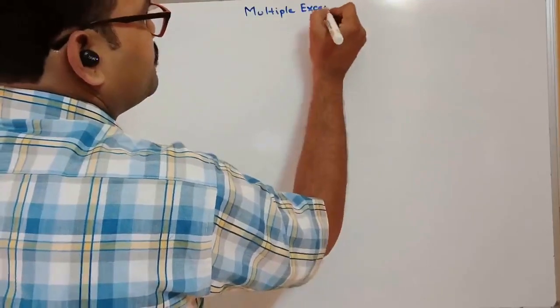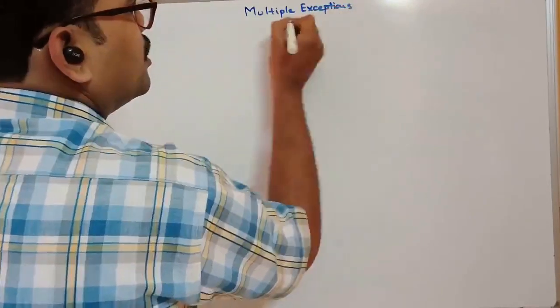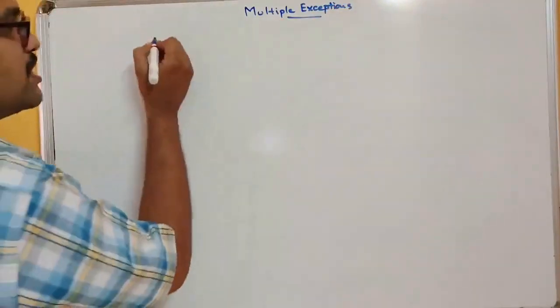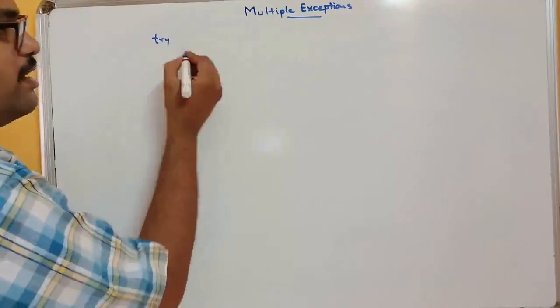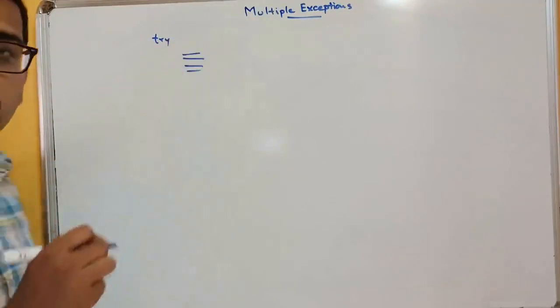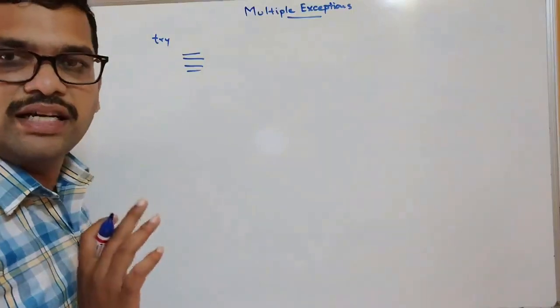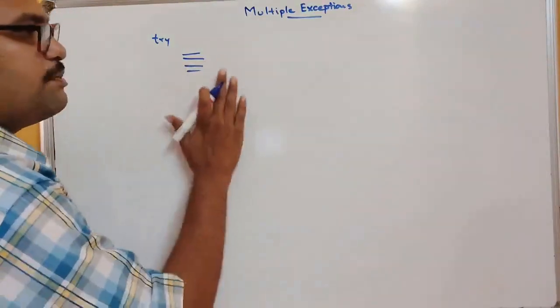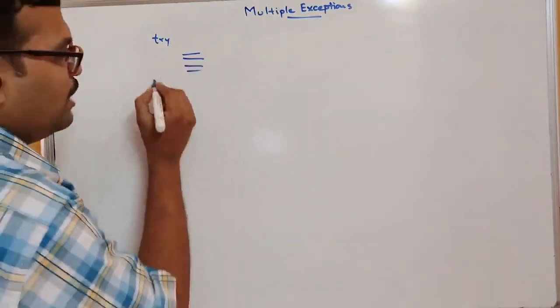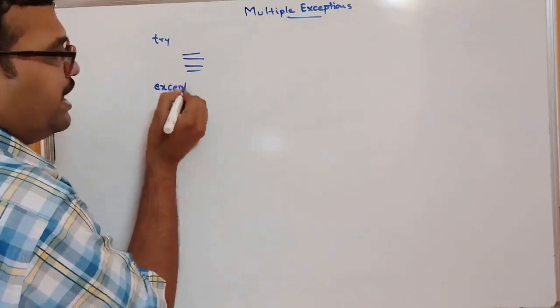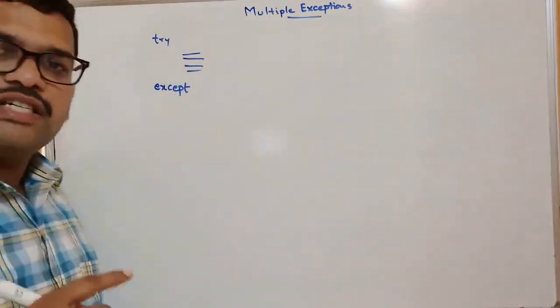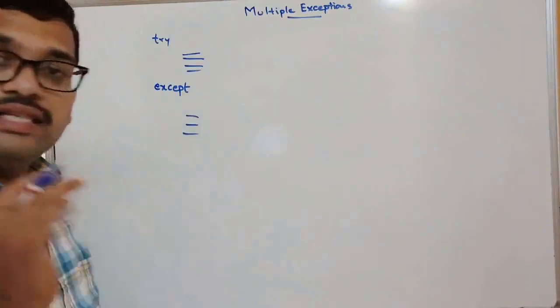So, multiple exceptions. In the previous session we discussed the different blocks. In the try block we write the instructions from which we are expecting an exception, and whatever exceptions are raised in the try block will be handled by the except block. And in the previous session we discussed how to handle a single exception.